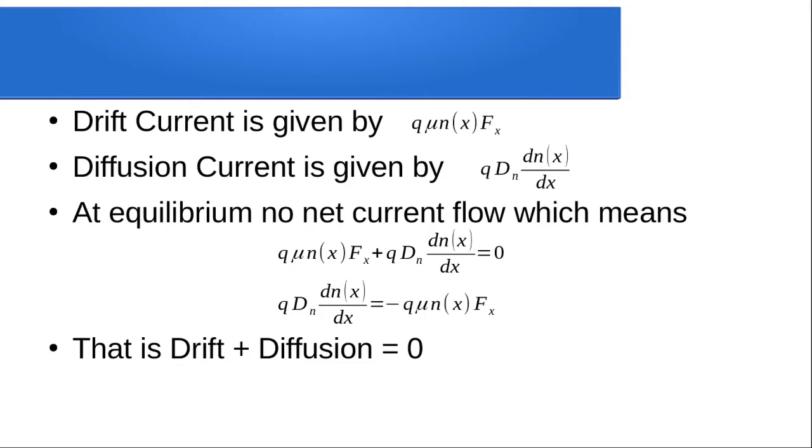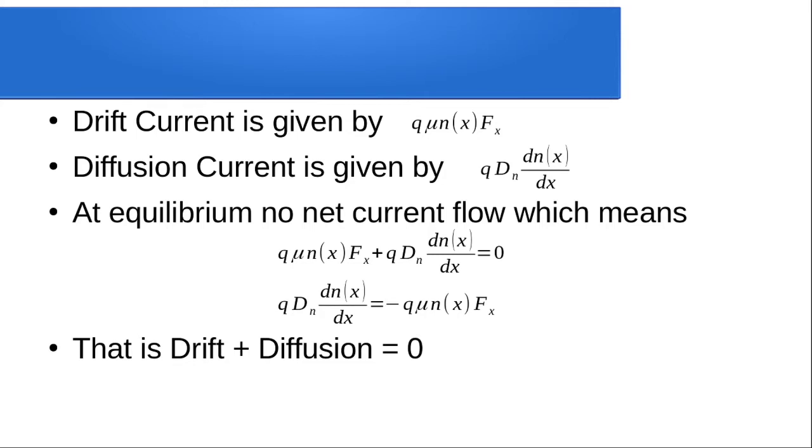In case of diffusion current, which is given by q, again the charge of electron, Dn is the coefficient of diffusion, and also dn(x)/dx, which is the rate of change of electron concentration as we move from one point to another. And as we have posted earlier, at equilibrium, no net current flows, or the sum of the drift current and the diffusion current will be equal to 0.